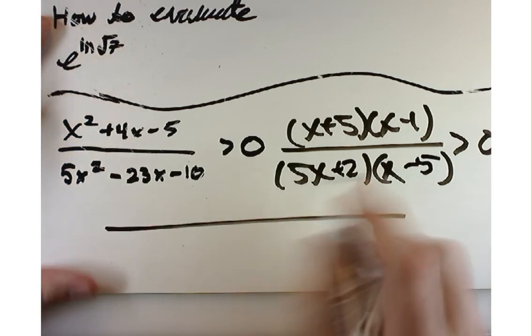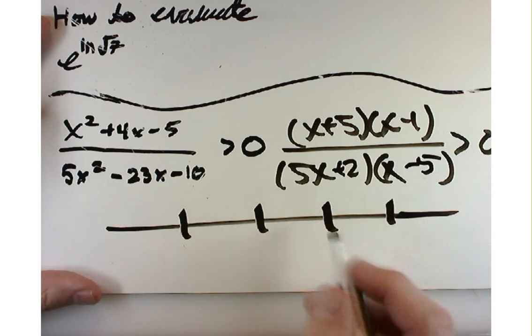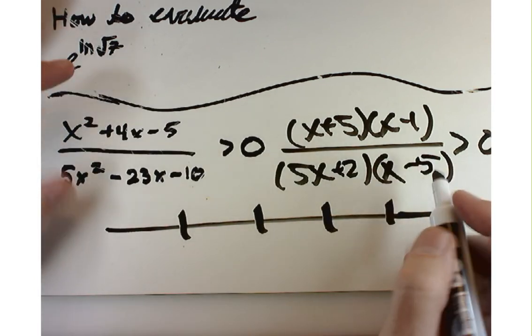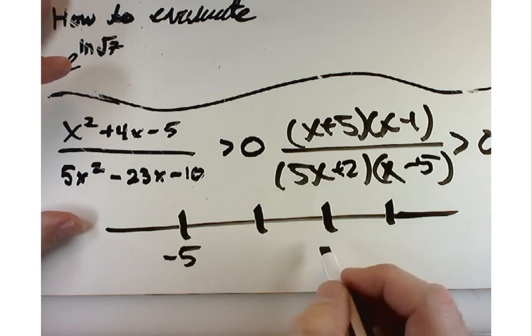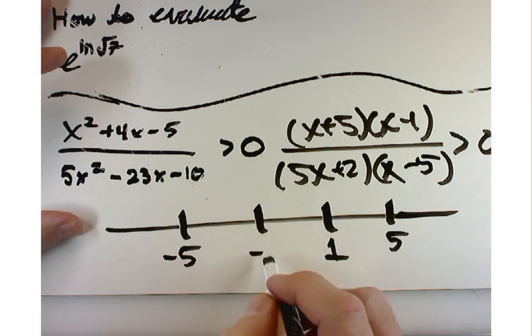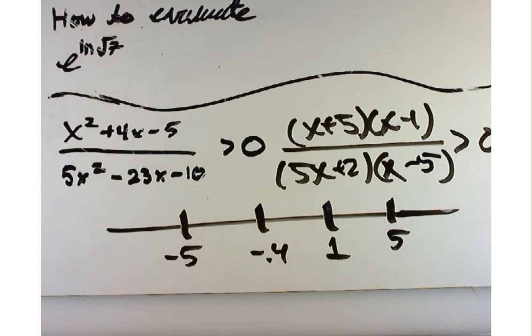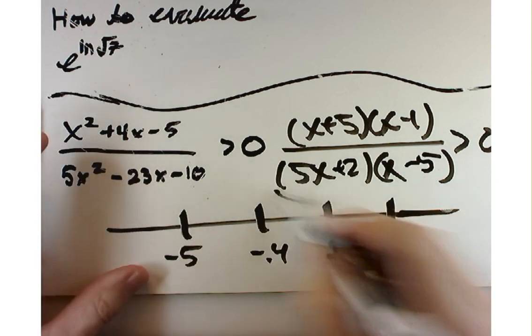Once we have that, you've got the roots of the numerator and roots of the denominator. Roots of the numerator would be at negative 5 and 1. Roots of the denominator are going to be at 5 and negative 0.4. Now you've got to test points in between all of those. Okay? Put this expression in your graphing calculator or Desmos and test points.